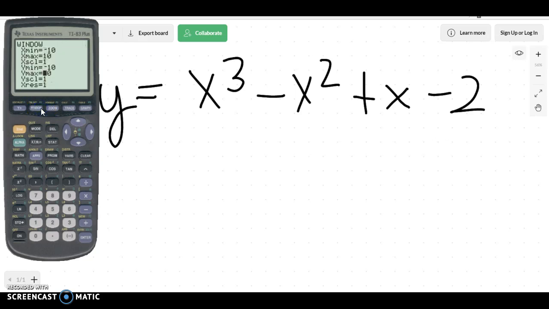If you want to try to see more of the graph, you can increase your y max or your y min. So we can kind of get a little bit better of a picture of that. I'm going to actually go for the y min, make that negative 100. Whoops, not 100. Negative 100. And hit graph. And we get a really good shape of this graph.